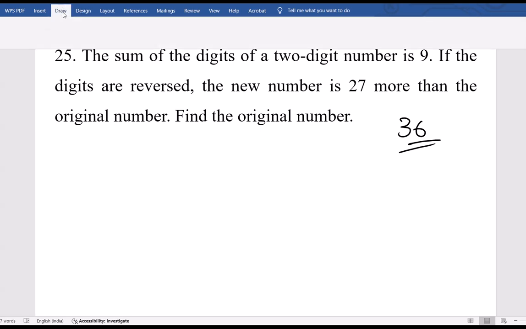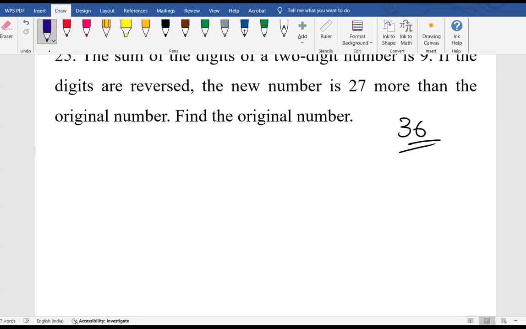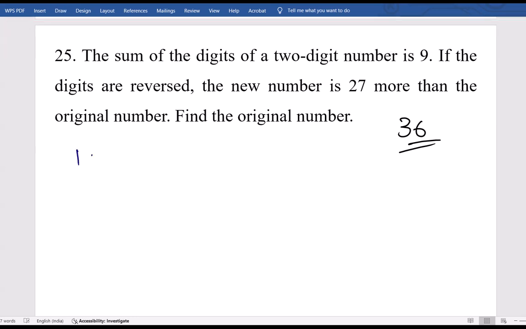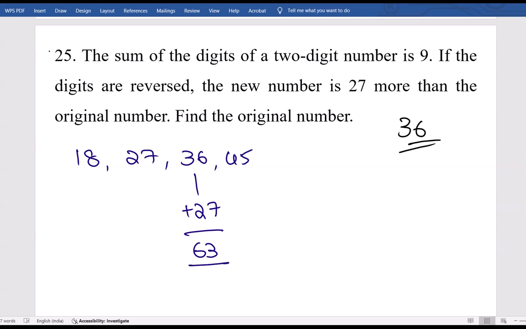I'll give trial and error first; at least you should do that. Sum of the digits 9 means it should be 18, 27, 36, 45. Reverse of these: 54, 63, like that it will come. Now 18, adding 27, it will not be the reverse. But for 36, if you add 27, 63, it will be the reverse.